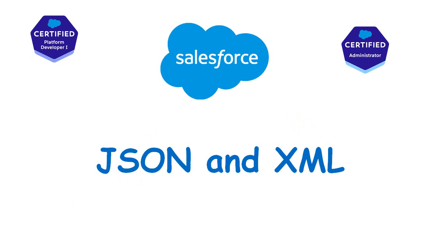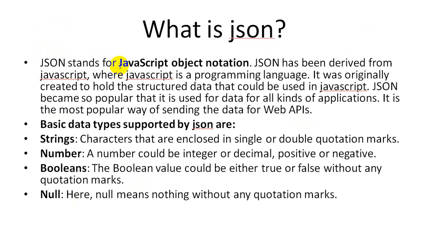So the first one, JSON. JSON stands for JavaScript Object Notation. JSON has been derived from JavaScript, where JavaScript is a programming language. It was originally created to hold the structured data that could be used in JavaScript. JSON became so popular that it is used for data for all kinds of applications. It is the most popular way of sending the data for web APIs. So nowadays people prefer to use JSON.